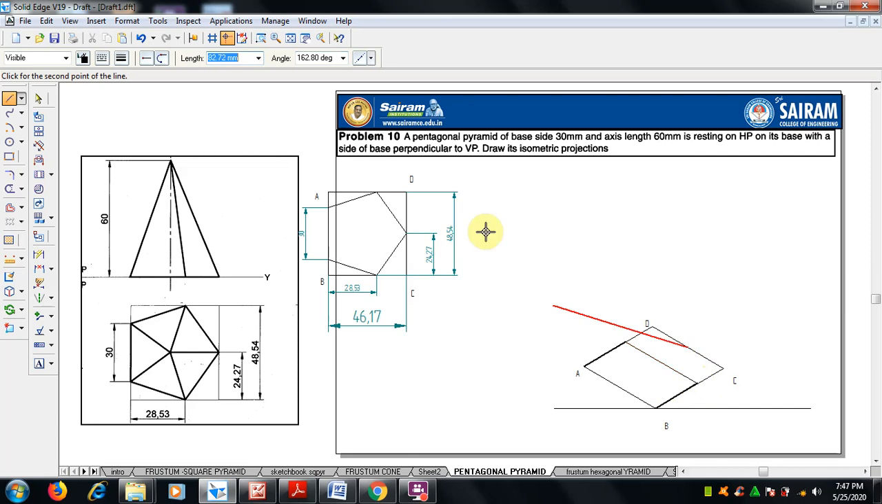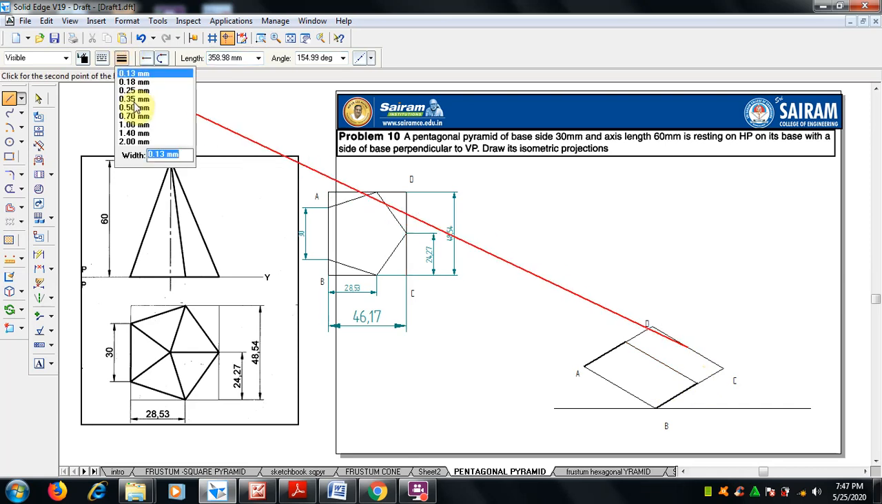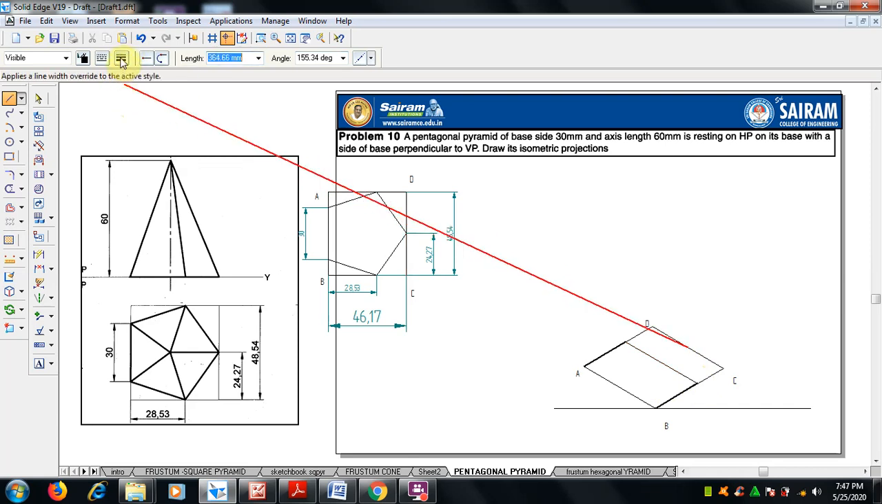So I can join this by selecting 0.5 mm line thickness. You can join this, and from this point to here you can join this. Okay, and this is exactly 30, and from the center point 15 here, 15 here. So we can draw, select a midpoint, and from the midpoint 15 mm.